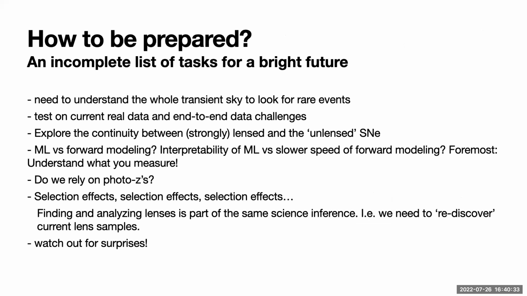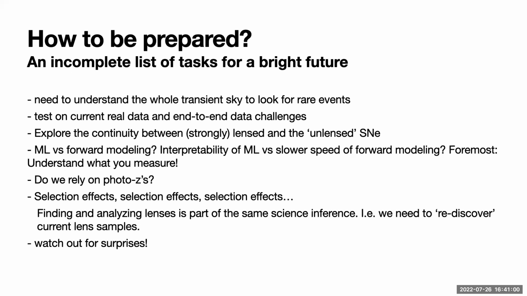And I just want to emphasize a few things as of why I'm here personally and need your help, or we need your help in that sense. We need to understand the whole transient sky to look for rare events. I have no idea what's all blinking out. You guys know that much better. I just know when we go for a very rare event that we have to understand everything else that we can actually target and find this.